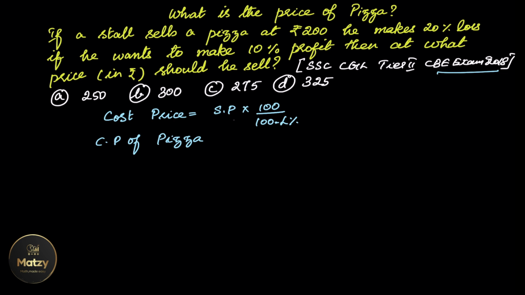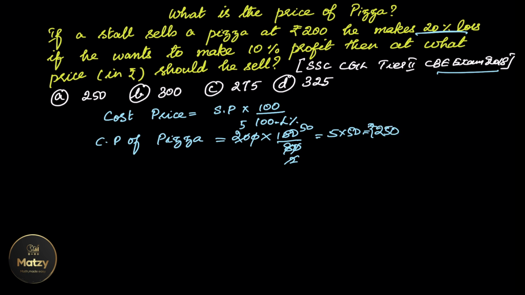Cost price is equal to SP selling price into 100 by 100 minus loss percentage. That is the formula. CP of pizza is equal to SP is given as 200 into 100 by 100 minus 20, because 20% is loss, no? So that is 80. Now 0 and 0 get cancelled. 4 is going here 5 times, here 2 times. 2 is going here 2 times. So 5 into 50, that is 250. Okay, rupees 250. That is the cost price.